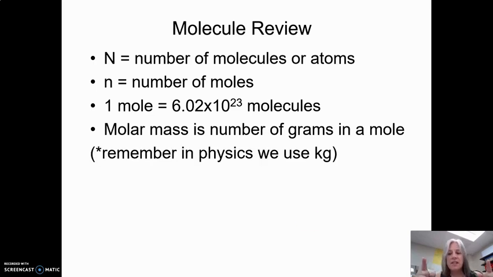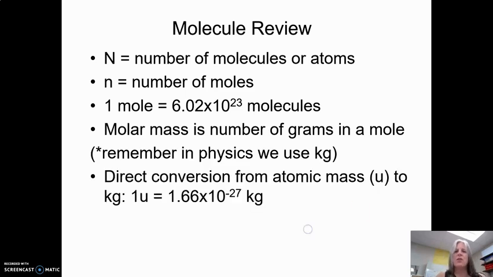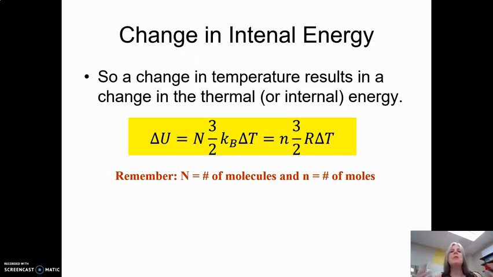And in physics, remember from AP Physics 1, we use kilograms, not grams, so we always have to do that sort of conversion. If we want to go directly from atomic mass units, which is molar mass, to kilograms, we just multiply the molar mass from the periodic table by 1.66 times 10 to the negative 27th. This is another constant that's on your equation sheet.